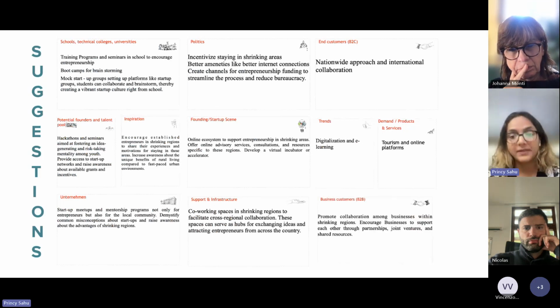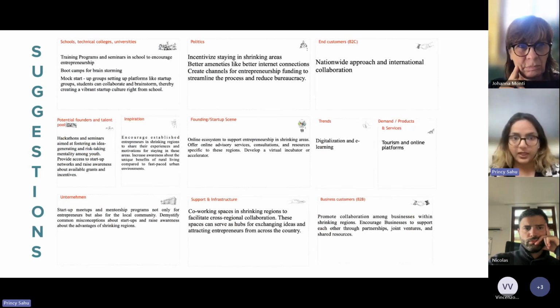Lastly, when we talk about business customer, we should promote more collaboration among businesses within shrinking regions. We should encourage businesses to support each other through partnerships, joint ventures, and shared resources.